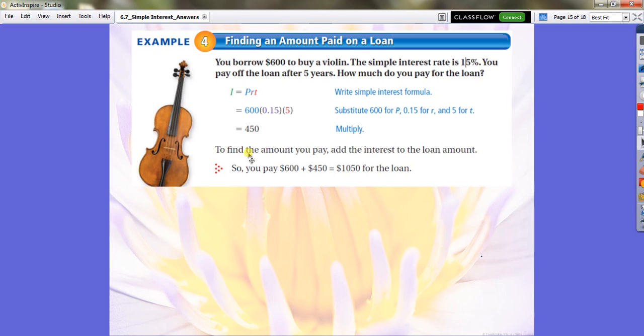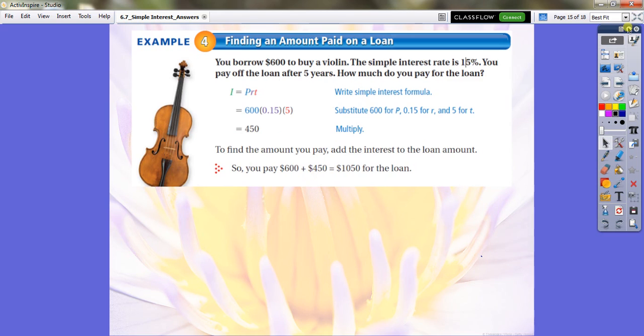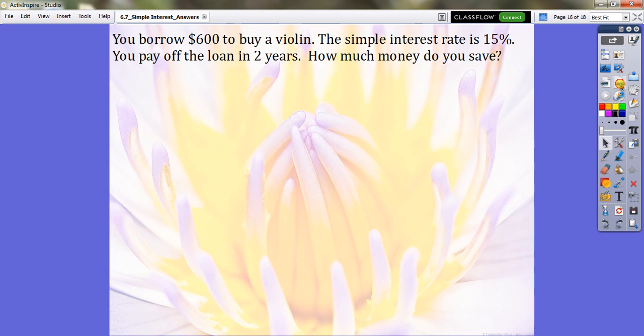So the total cost of your violin, or the total cost of your loan, is really the $600 you paid for the violin plus the $450 in interest that you got charged for that loan. So it's $1,050 for that violin instead of $600 if you could have just paid it all up front.